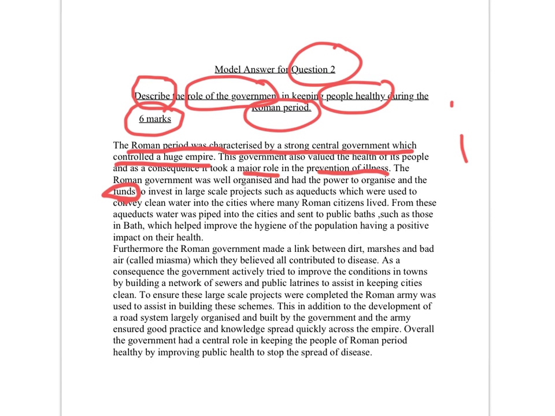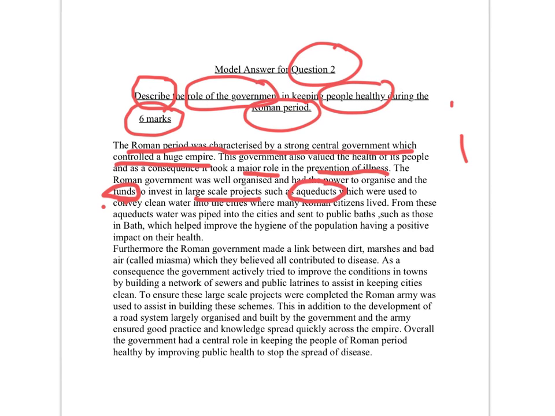So this money was used to invest in large-scale projects. Now, obviously, such examples you want to include here to show the examiner that you have the understanding and knowledge of this area. So here I've used the example of aqueducts, and I've explained how they were used to convey clean water into the cities where many Roman citizens lived, because there were lots of cities within the Roman Empire. Now, rather than just leaving it at water being piped in, obviously that's not the answer to keeping people healthy. There are other aspects to this.